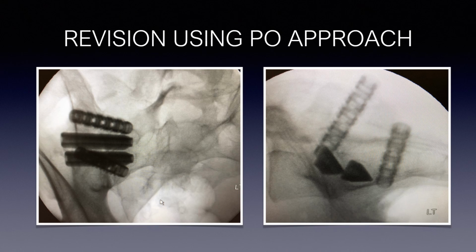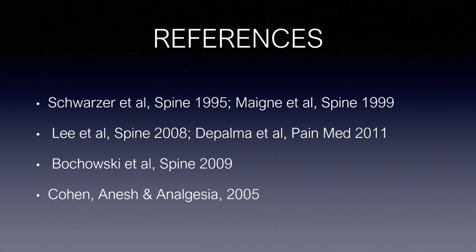This is one of my first patients that I did a transgluteal approach implant on, and the patient developed non-union. We revised this patient with a posterior oblique approach and added 2 new implants. And his pain got better.